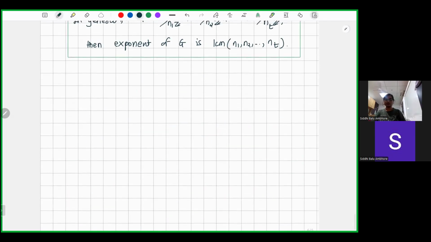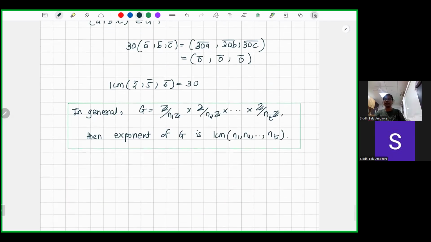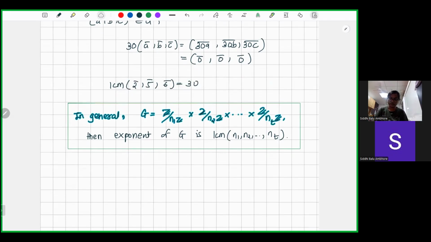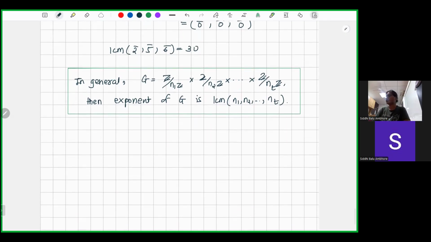And yes, if you keep this in mind, we directly get the exponent of group G in this case. Okay, so I hope this one was fine. Yeah, let's move to the next question.